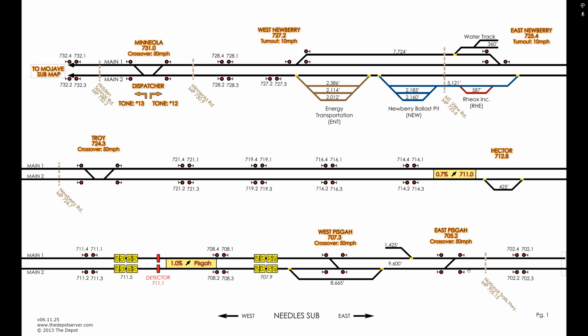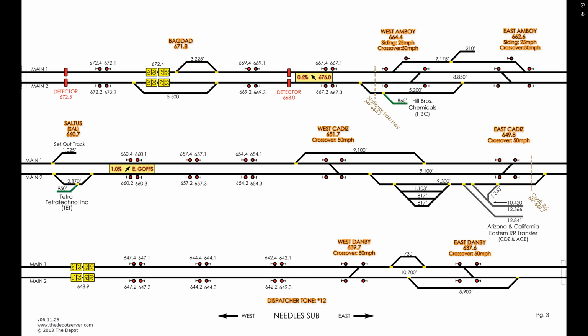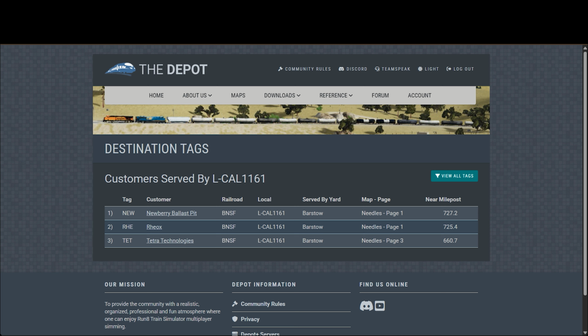And now that we know that we're on the Needles sub at East Cadiz, I could go back to my Needles map from the depot, keep scrolling down until I find Cadiz. There it is, West and East Cadiz. And sure enough, there's the Arizona and California Eastern Railroad Transfer, CDZ and ACE. So I'm not sure why the depot doesn't have it here, but they do have it in the industry config.